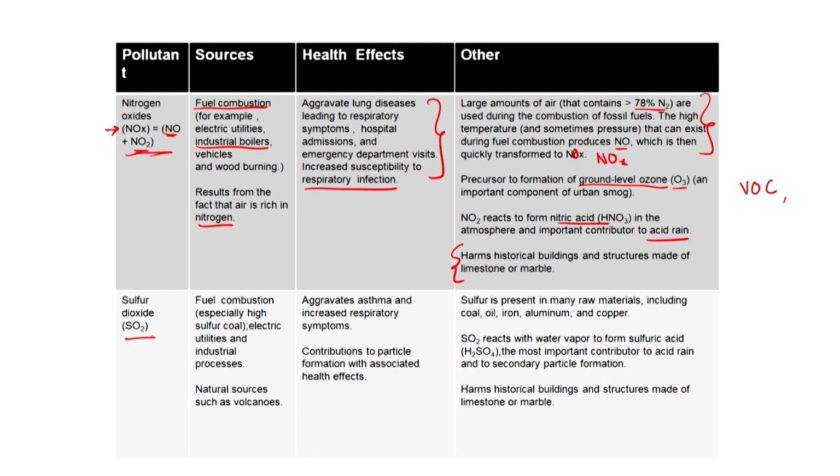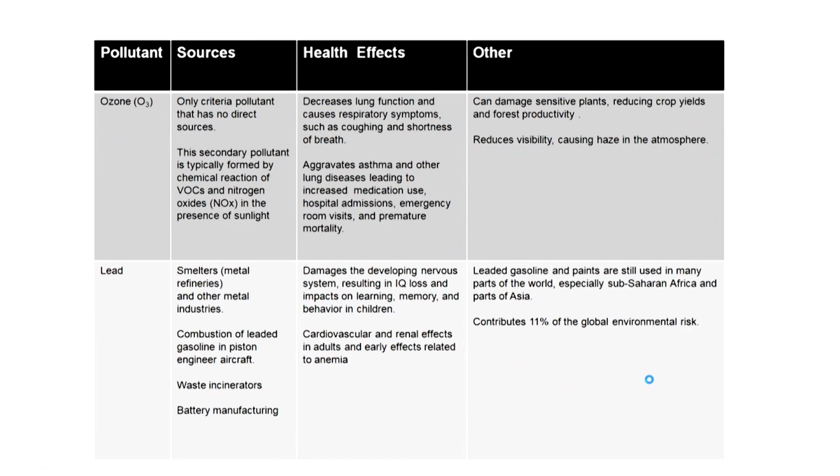Then sulfur dioxide, obviously the oxidized form of sulfur, which is present in fossil fuels typically. So that is why fuel combustion, and one other aspect is natural sources such as volcanoes too. So, asthma and respiratory symptoms. I guess general aspects, and then acid rain and historical structures, we already looked at that in that context.